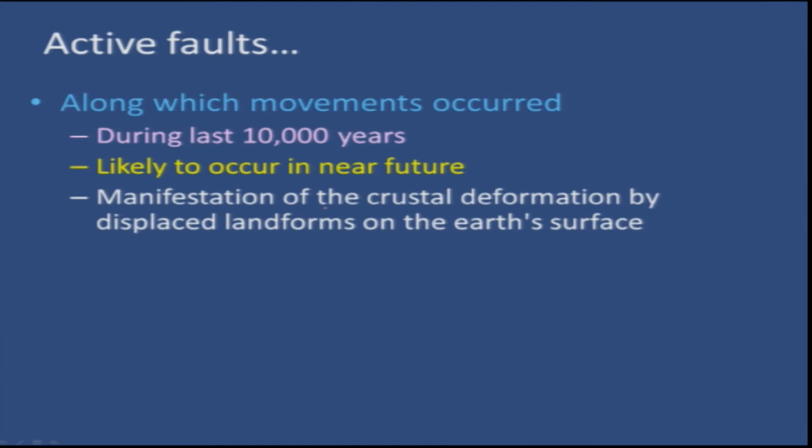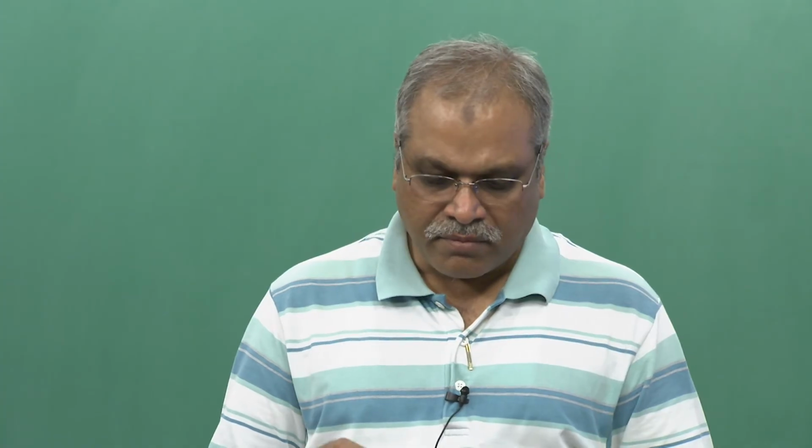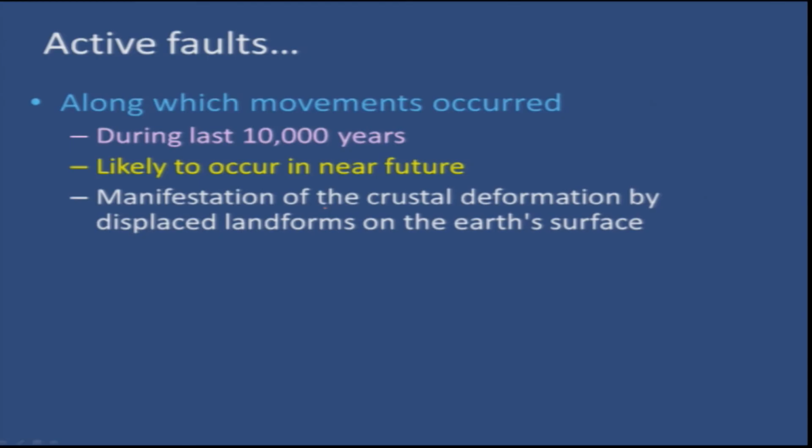Active faults are very important because these are the faults along which we believe the next large earthquake will occur. Okay. But in terms of the definition, active faults are faults along which movement, that is displacement, has occurred during the last 10,000 years. So remember this with the geological time scale, we are talking about the Holocene epoch, and likely to occur in the near future. So you are expecting an earthquake along that particular fault line.